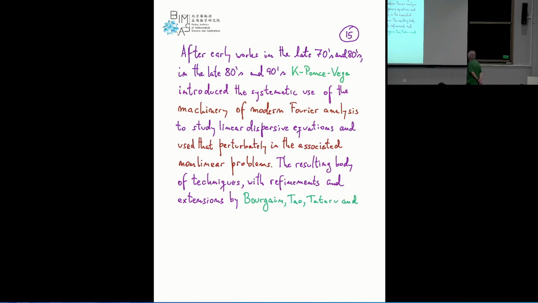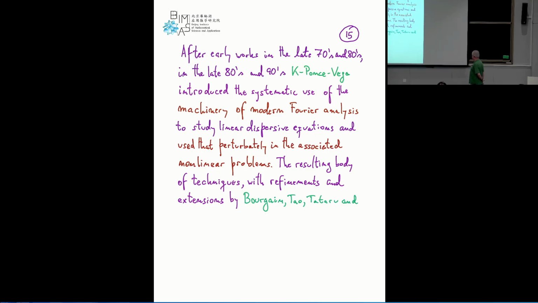Okay, so let me go back to the general theory of dispersive equations. After early works in the late 70s and 80s, in the late 1980s and early 90s, with Ponce and Vega, we introduced the systematic use of the machinery of modern Fourier analysis to study the linear dispersive equations and to use those estimates that we obtained for the linear dispersive equations perturbatively to understand the associated nonlinear problems. And this really transformed the subject.